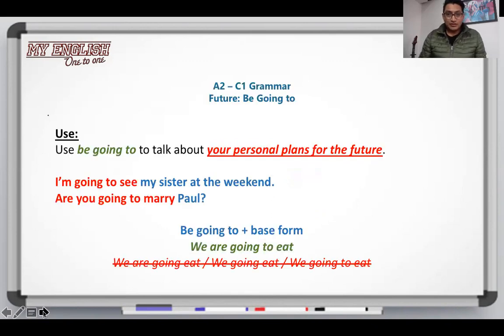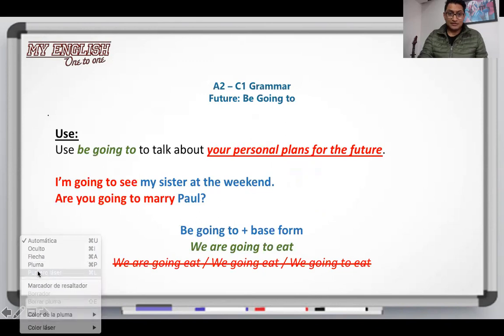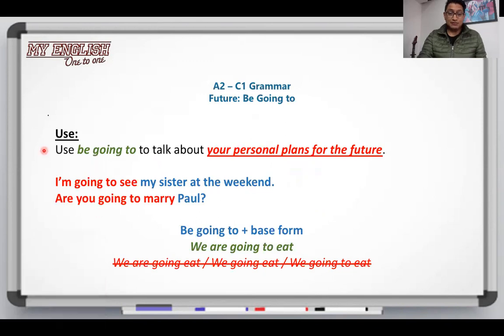So you can use the sequence be going to, or the future be going to, to talk about your personal plans for the future. This is extremely important. Many people sometimes confuse the future with will to talk about personal plans for the future. But the correct form is actually to use be going to. For example, I'm going to see my sister at the weekend. This is a personal plan for the future, so you're using be going to. Are you going to marry Paul?